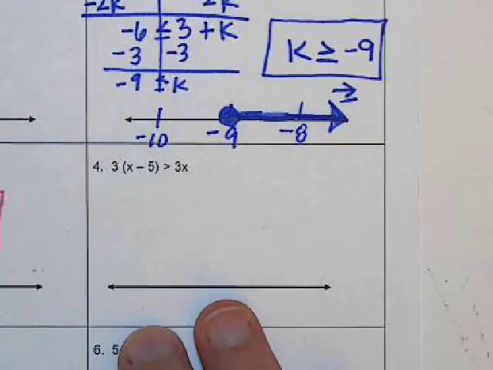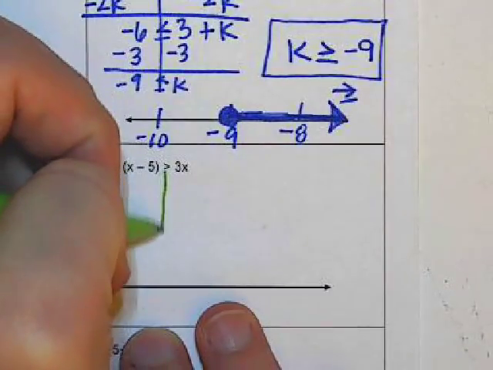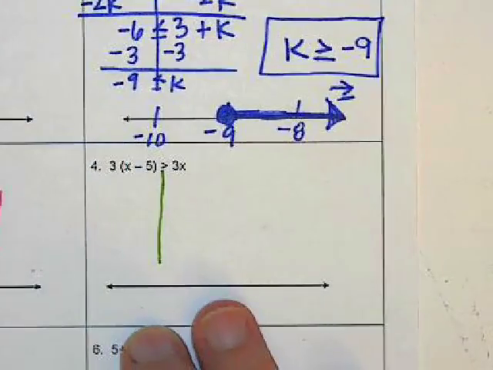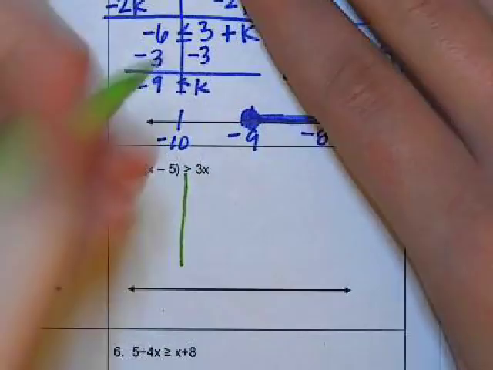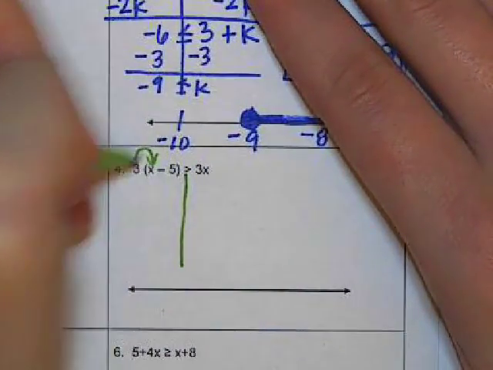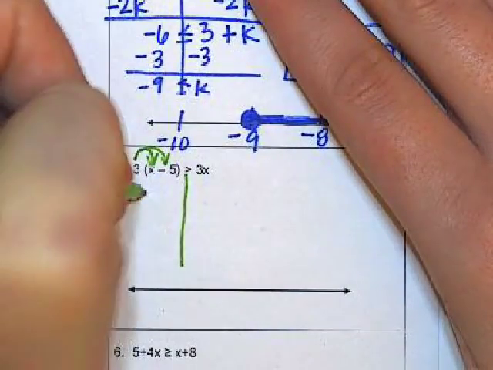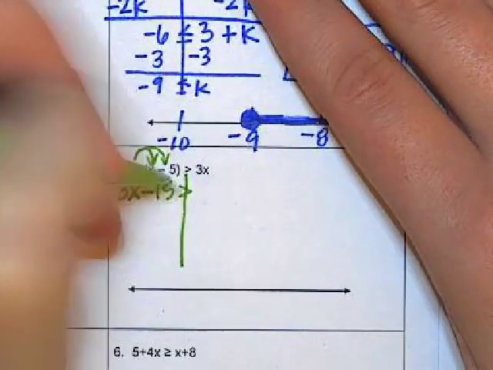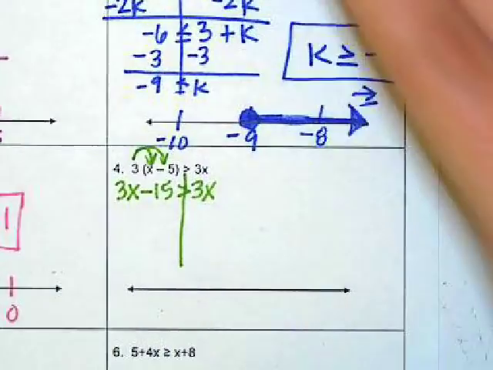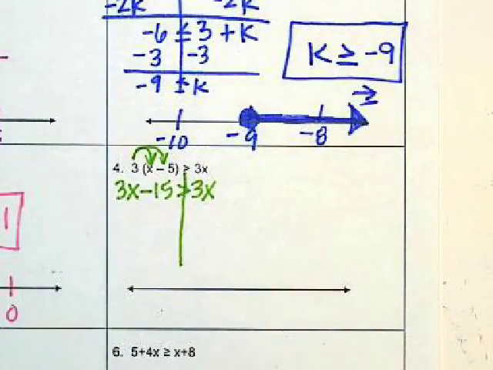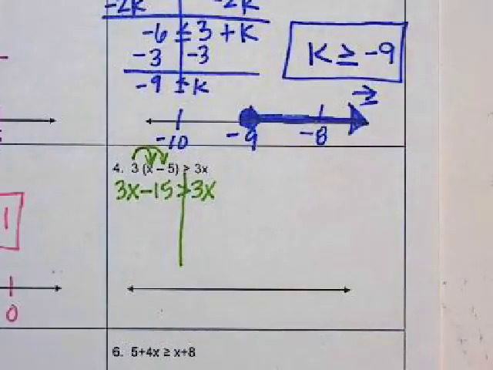All right, 4. Draw your line. Number 4 is different. What do I do first? Distribute. 3 times x is 3x. 3 times -5. Good. Greater than 3x. Which x is bigger? They're both the same.